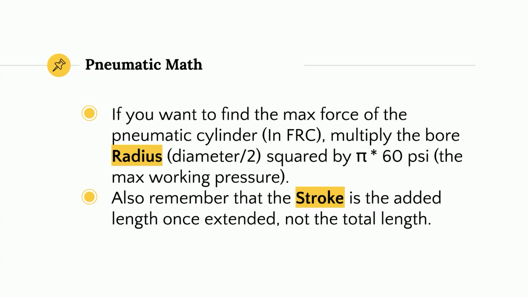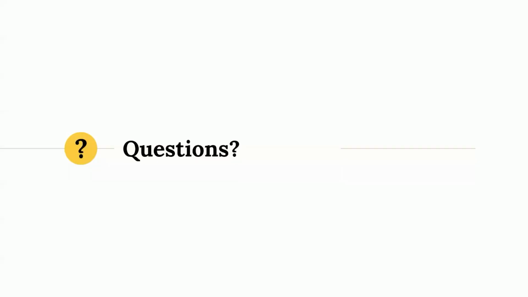Pneumatic math. If you want to find the max force of the pneumatic cylinder in FRC, multiply the bore radius squared, and the bore radius is just the bore diameter divided by 2, with pi times 60 psi, the max working pressure. Also remember that the stroke is the outer length once extended, not the total length. One thing I forgot to put here is that if you're trying to do the retraction force, take the force you calculated earlier and subtract the force you get if you use the rod diameter instead of the bore diameter. There you go. Any questions?